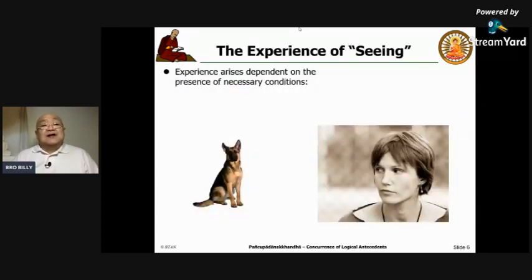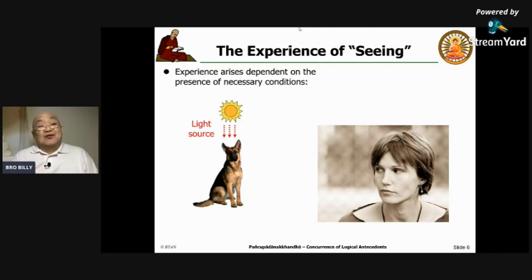So let's take a look at a simple example of seeing. So here is the experience of seeing. Now again, I would like to point out, very importantly, that Bhante Punnaji has always reminded us to apply an experiential mindset when we look at it. So let's examine the process of seeing, the experience of seeing from an experiential perspective, right? So experience arises dependent on the presence of necessary conditions. And what are the conditions necessary for seeing? Well, you have a dog there and you have a person looking at the dog. So what are the important conditions apart from having a dog and having someone looking at the dog? There is this experience of seeing.